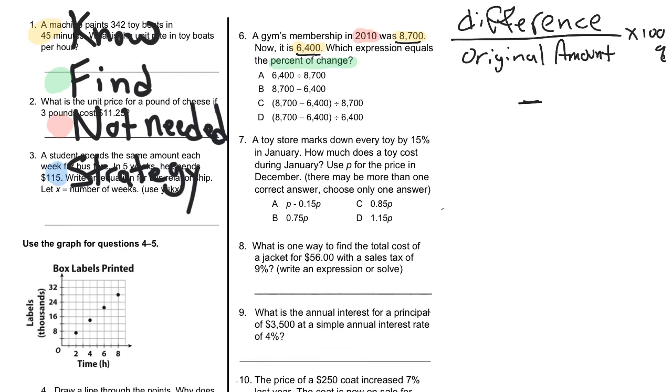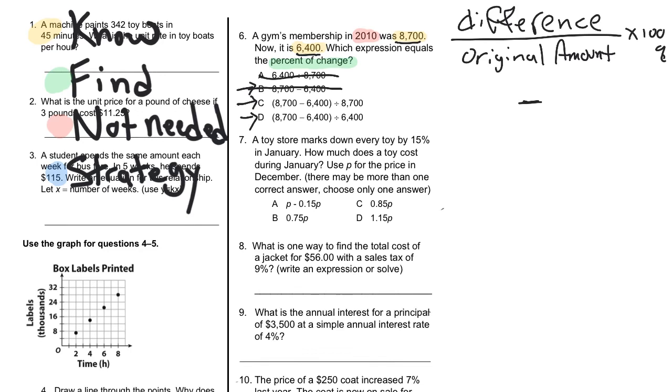So subtraction. So I'm just going to look. Which ones even have subtraction? At this point, I've got this one, and this one. Okay. Then I take that difference and I divide it by the original amount. Okay, so first I can scratch that out. Next thing is to divide it by the original amount. Well, this one, B, doesn't even have division, so I'm going to cross that out.